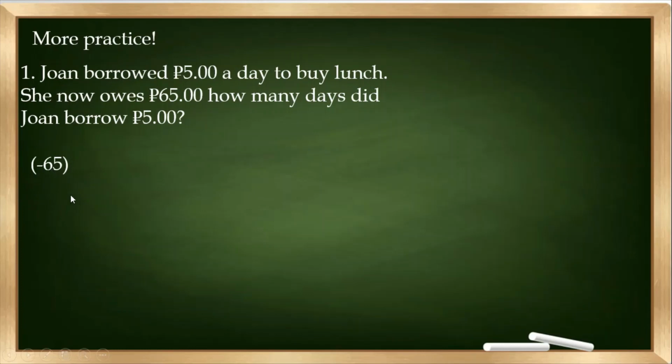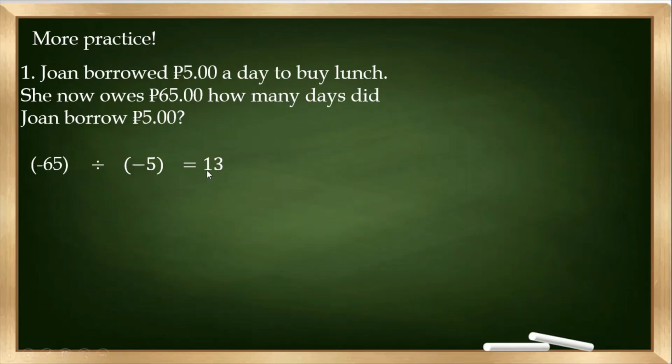And then, divided by kung magkano yung inuutang niya araw-araw. So, that divided by negative 5 peso. Okay? So, ito yung halaga ng kanyang inuutang araw-araw. Okay? Because she has no money, ibig sabihin, 0 talaga siya. So, nanghiram siya. So, negative yon pag nanghiram. So, nagiging negative 5. Okay? So, negative 65 divided by negative 5, the answer is 13.